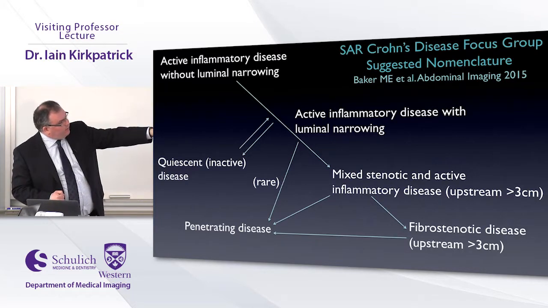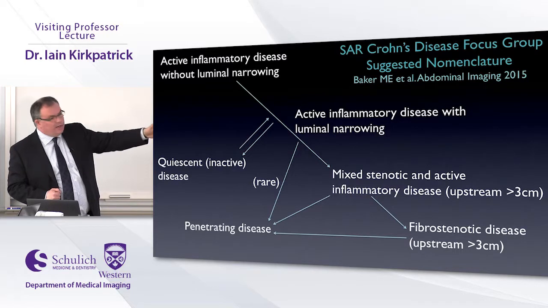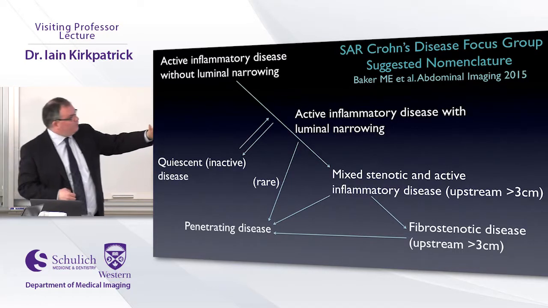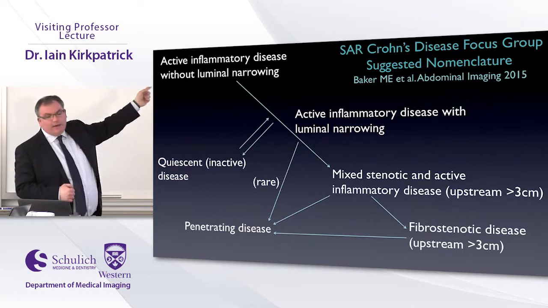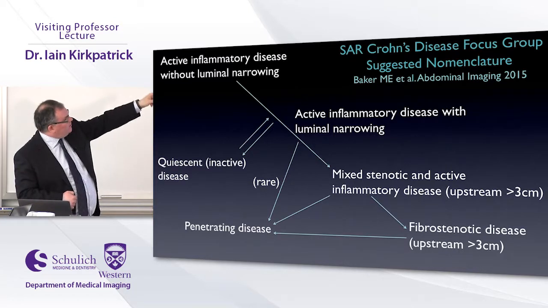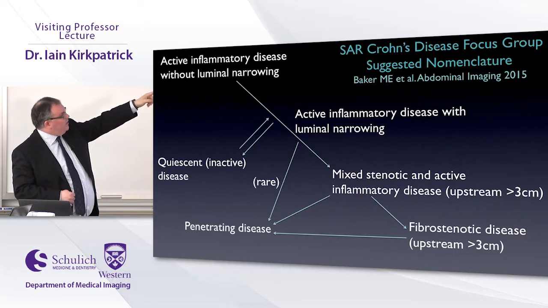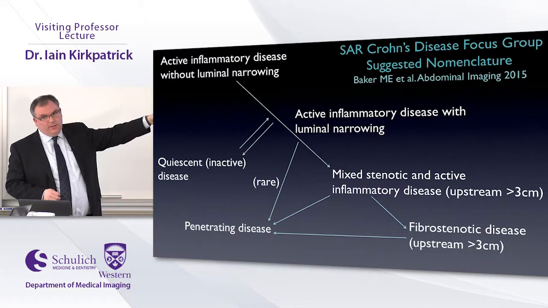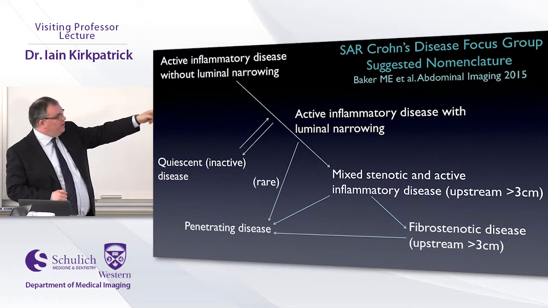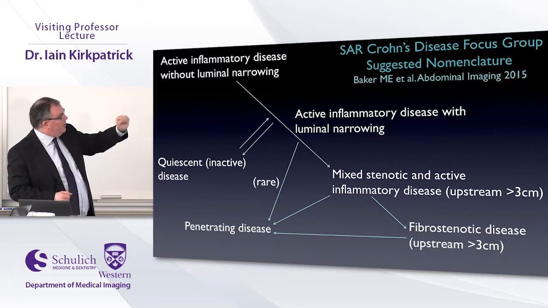Finally, you end up with fibrostenotic disease that really is mostly fibrosis and not inflammation, again, where you have evidence of obstruction. And the further down this pathway you go, the harder it is to get back to a normal scan. In fact, once you get to active inflammatory disease with luminal narrowing, it is hard to get to a completely normal study. Sometimes it happens. If you get to mixed stenotic and active inflammatory disease, it doesn't matter what you treat them with, they're really never going to completely normalize. They might improve, but they're not going to normalize.